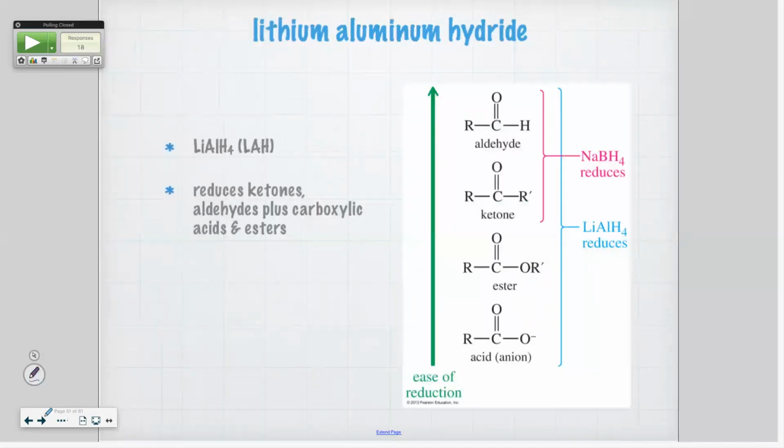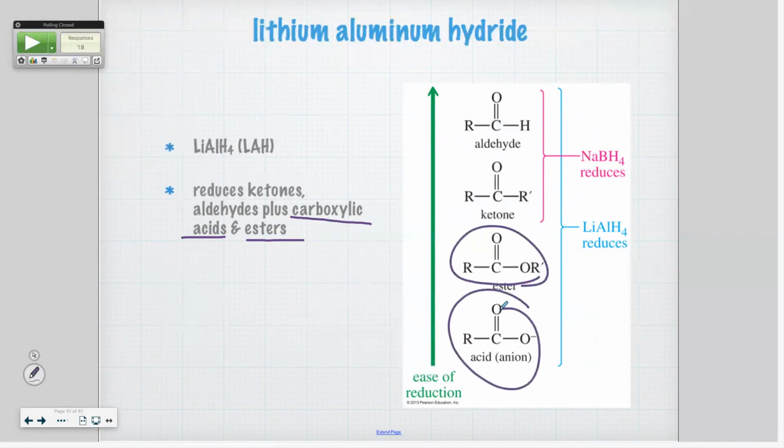Here's lithium aluminum hydride. This will reduce ketones and aldehydes plus carboxylic acids and esters. The sodium borohydride will not reduce the carboxylic acids and the esters. So you see what this little chart is over here? Lithium aluminum hydride reduces these in addition to the aldehydes and the ketones.